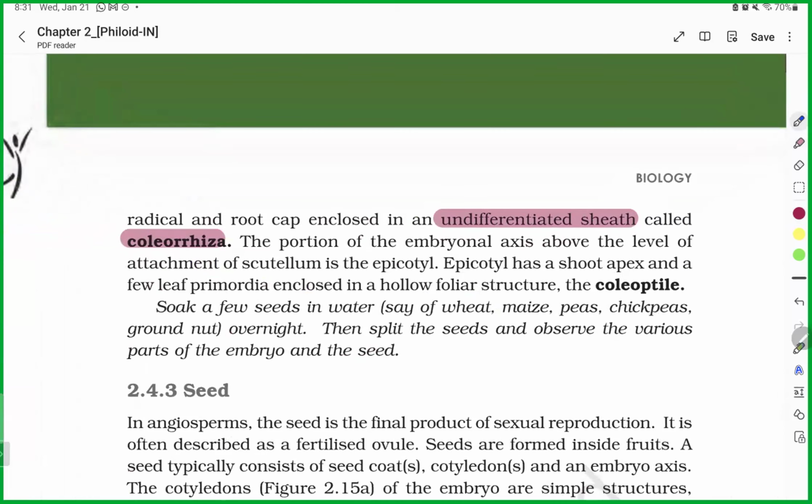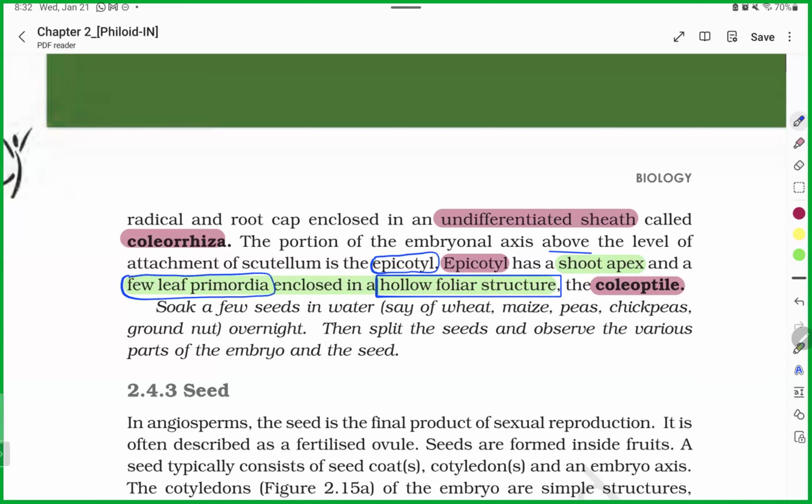Undifferentiated sheath. Above the level, you know you will have epicotyl. Below the level, hypocotyl. What are the components present in the epicotyl? It contains shoot apex and a few leaf primordia enclosed in a hollow foliar structure, the coleoptile. Again, you will never have a problem with epicotyl and coleoptile. But what is extremely important? Hollow foliar structure. Hollow. And this epicotyl also contains some leaf-like structures.